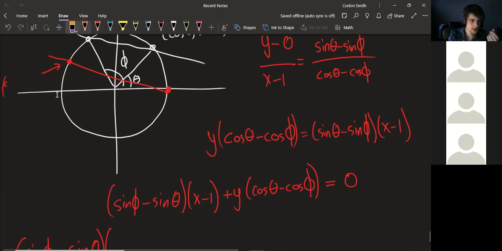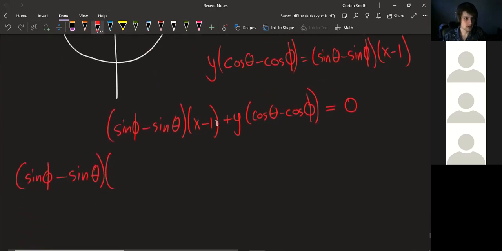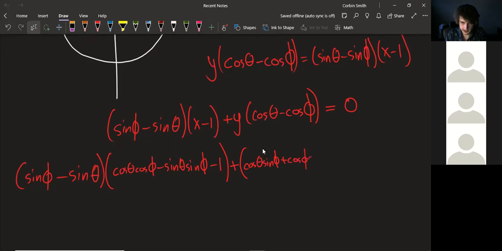That's going to be cosine theta plus phi, comma sine theta plus phi. Okay, so I'm going to expand those out. So cosine theta plus phi is cosine theta cosine phi minus sine theta sine phi, minus 1, plus, and then our y value is going to be cosine theta sine phi plus cosine phi sine theta times cosine theta minus cosine phi. And we need to see what this is equal to.